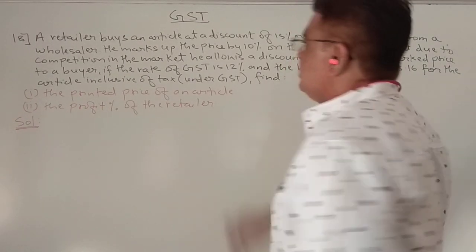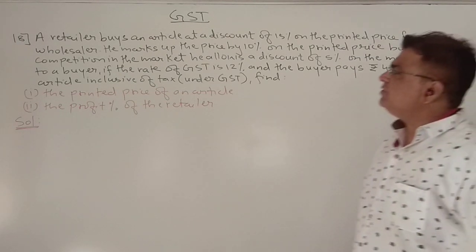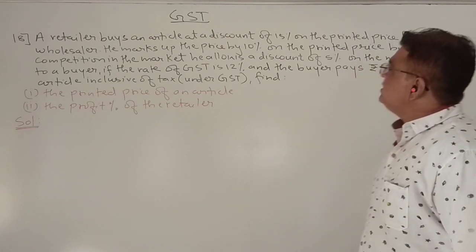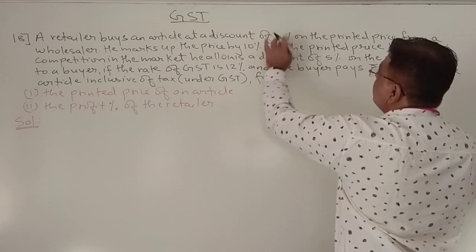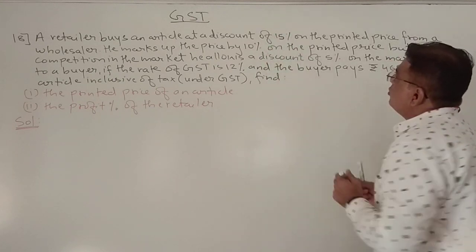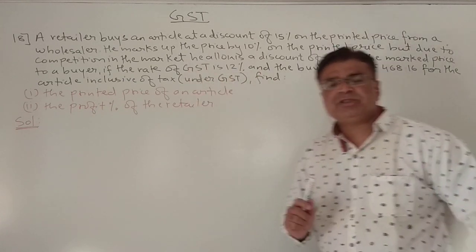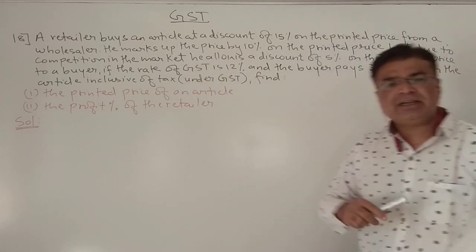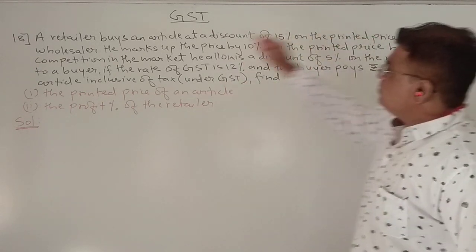Okay students, let us see the last sum of this GST. Here it is given: a retailer buys an article at a discount of 15%. Let me write it clearly, on the printed price from a wholesaler. So the retailer is purchasing an article from a wholesaler at a discount of 15% on the printed price.